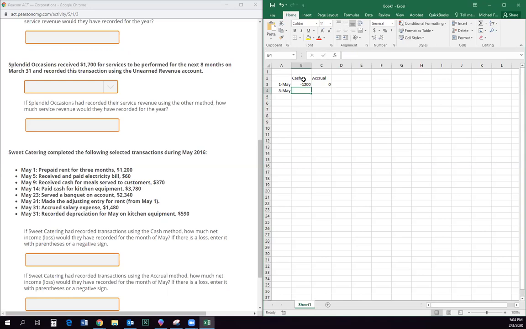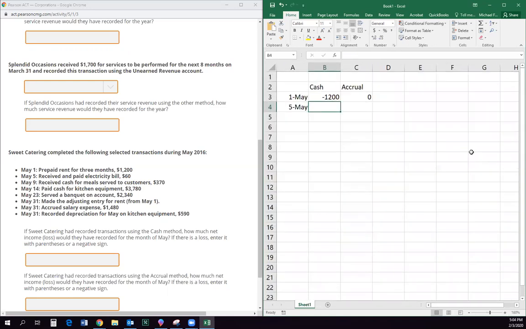On May 5th, we received and paid the electricity bill. So under a cash basis, since we paid it, we're going to say that's an expense of $60. And under an accrual basis, since we have incurred the expense already, we're also going to call that an expense of $60.